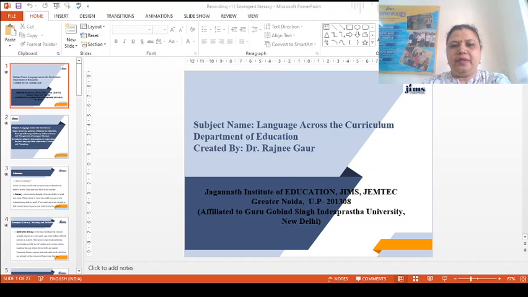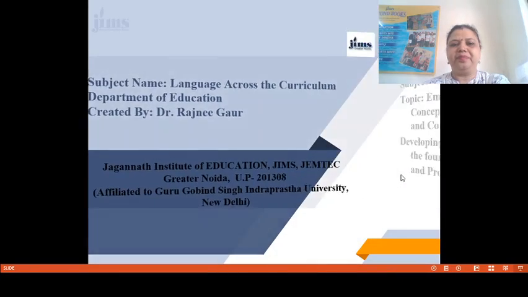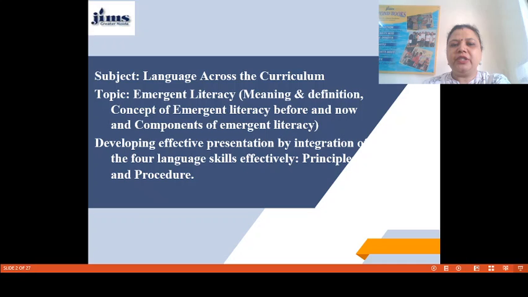My topics are emergent literacy: meaning, definition, concept of emergent literacy, before and now, and components of emergent literacy. The second topic is developing effective presentation by integration of four language skills effectively. Under it, we are going to discuss principles of developing effective presentation and procedure of developing effective presentation.